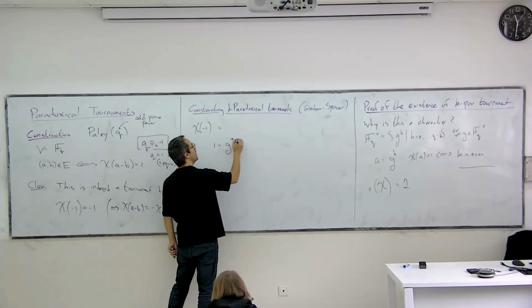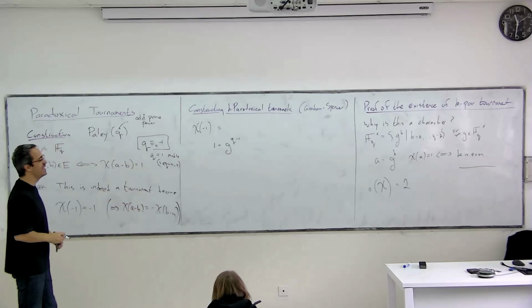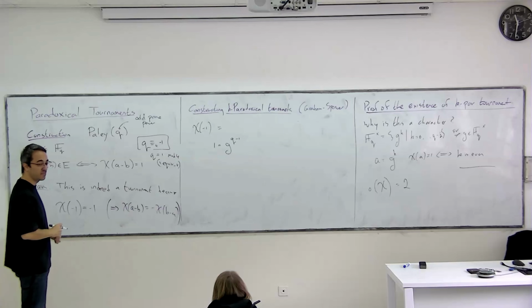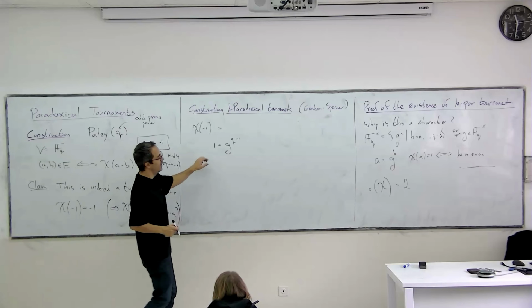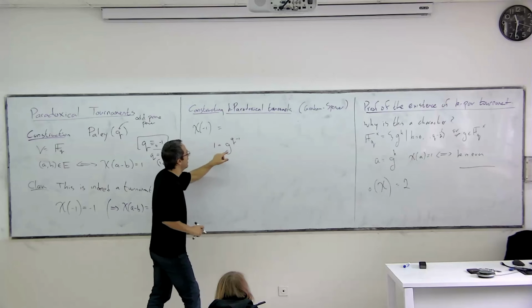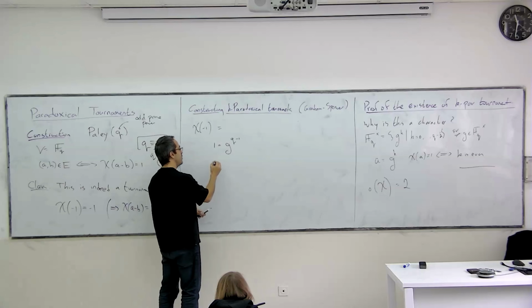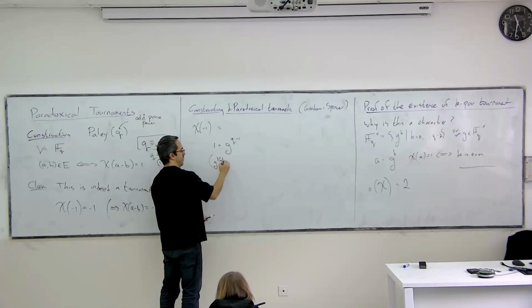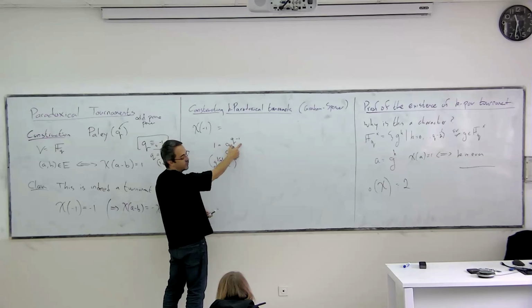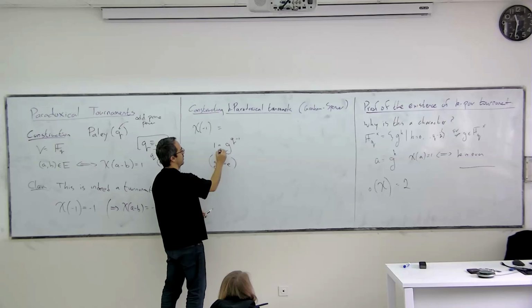Good. So let's say Q minus 1. 1 is G to the Q minus 1. First of all, it follows from what I said last time: in every group, if you take any element to the size of the group, you get the identity. And that's the size of the multiplicative group. Good.